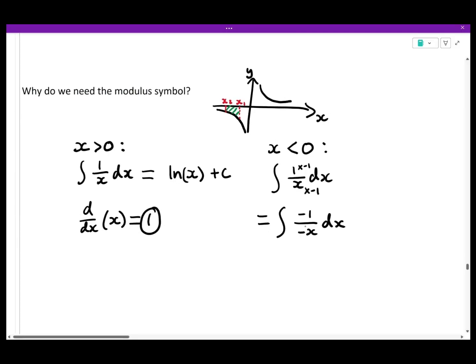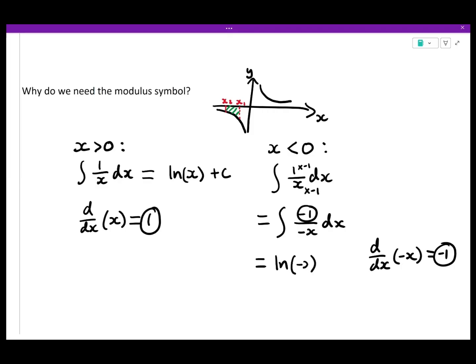Well, let's consider our denominator and let's differentiate it. If I differentiate -x with respect to x, I get -1. And that perfectly matches my numerator here. Therefore, my answer to this integral would be the natural logarithm, and then in parentheses I would put -x, my denominator, and then I could write plus d, just to indicate that this constant might be different to the one that I've got up here, like that.